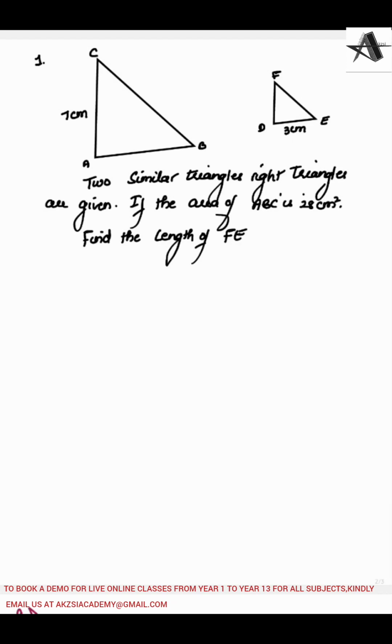So in triangle ABC, what is given? They have given the AC. Apart from that, they have given the area. And because it's a right angle triangle, I know that base is AB and height is AC. I can directly apply the formula. So the formula of area of a triangle is half times AB times AC. The length of AB we don't know, but AC we know. So half times AB times AC is 28. So from here I'll get AB as 8 centimeters.